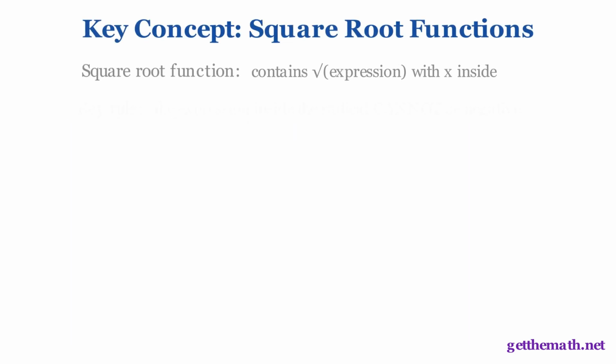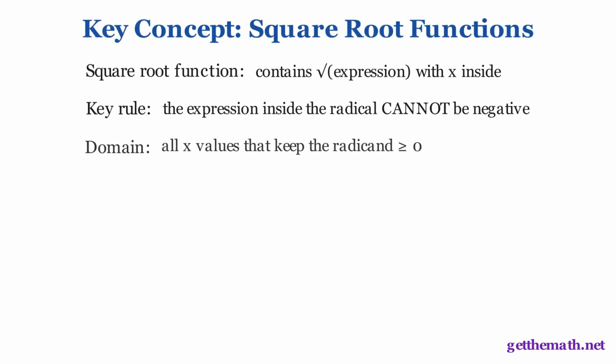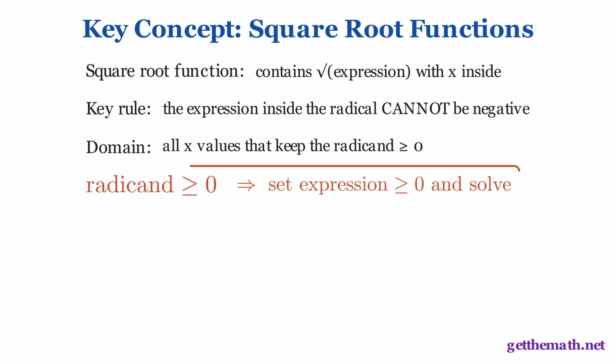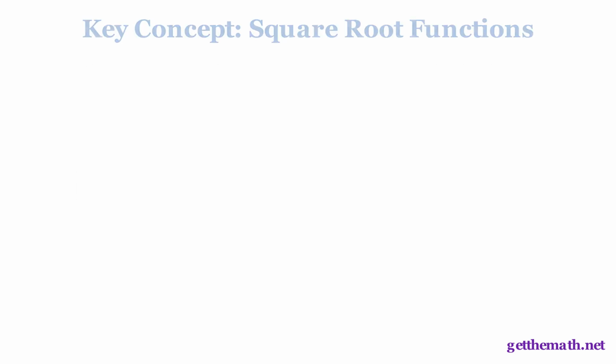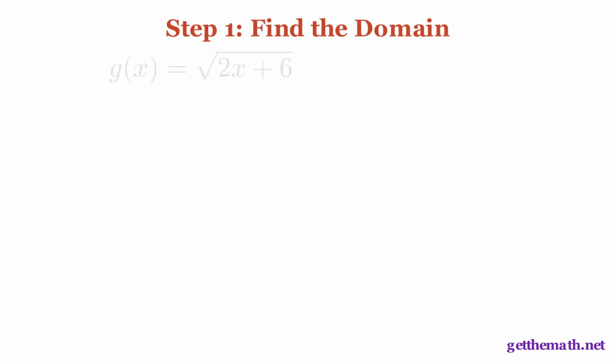Key concept: square root functions. A square root function contains a square root with x inside. The most important rule is, the expression inside the radical cannot be negative. You cannot take the square root of a negative number in the real number system. The domain is all x values that keep the radicand greater than or equal to 0.